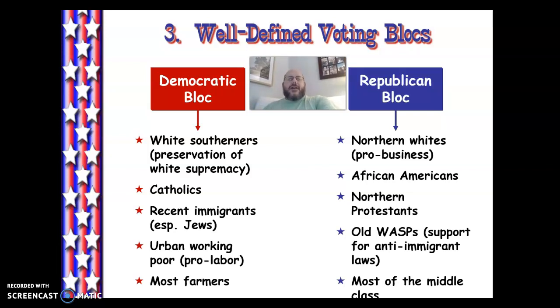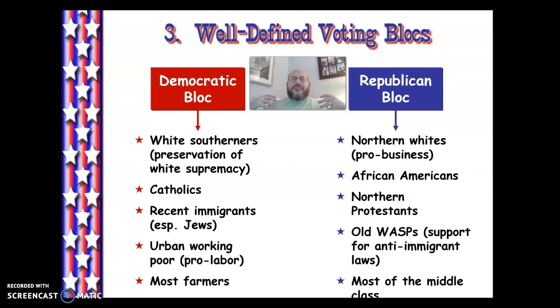Black African Americans in the North that can vote are going to be overwhelmingly supportive of the Republican Party. Once again, makes sense. It's the party of Lincoln. It's the party of emancipation. But at the same time, as it's embracing African Americans as part of their voter base, it's also the nativist block of voters at the time period.